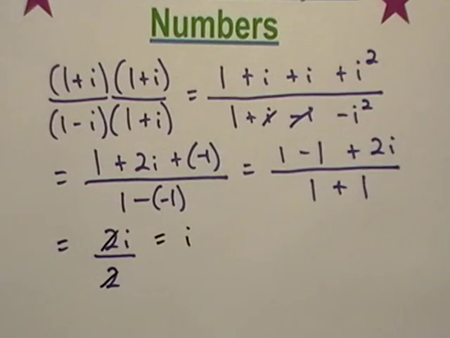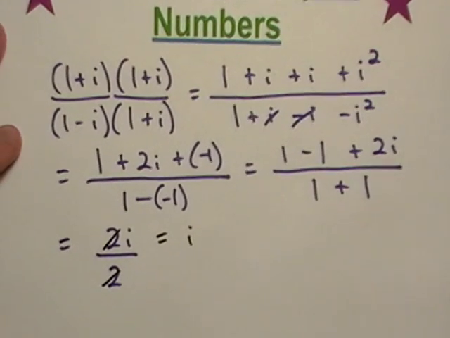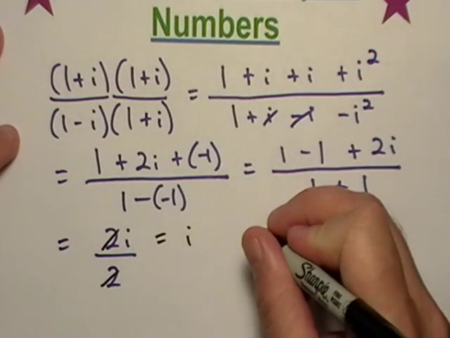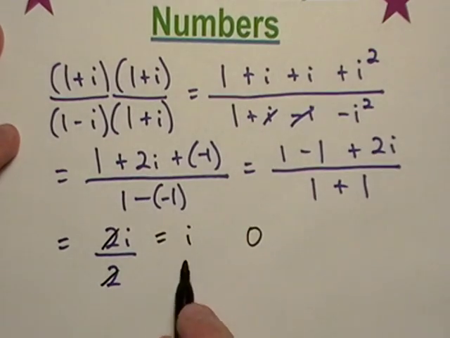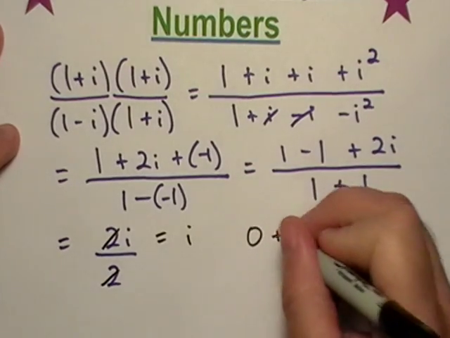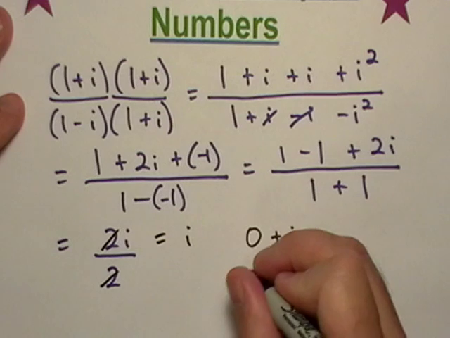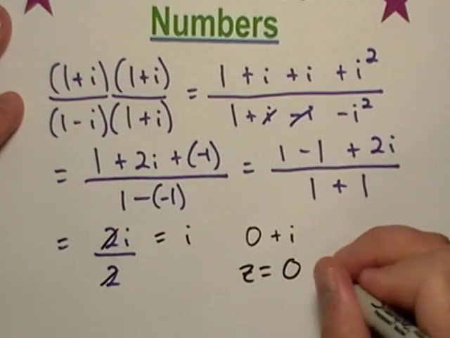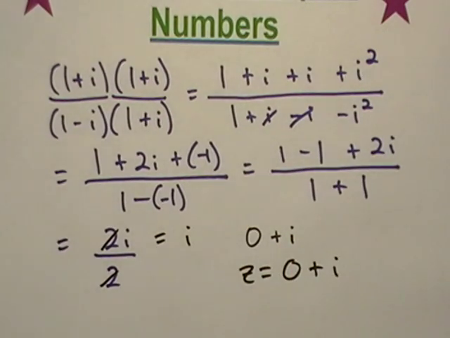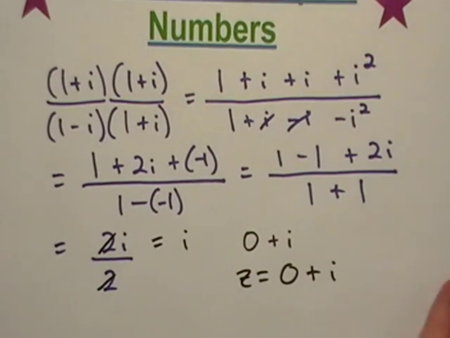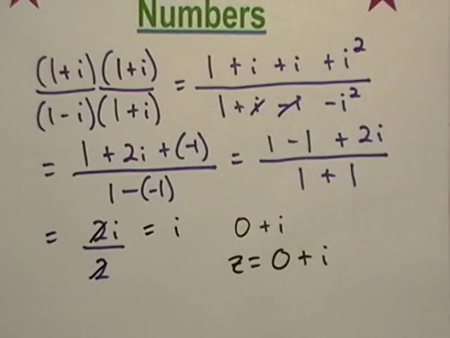And that would be a correct answer, but to be formal, we want to write it as a complex number. That's just the imaginary number. Here's a complex number. So this would be your answer. And if you wanted to get really technical, you could write it like that. So there is an example of doing division. So let's do another one.